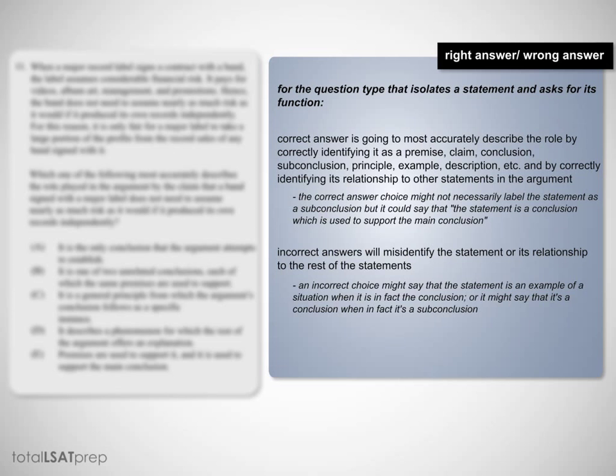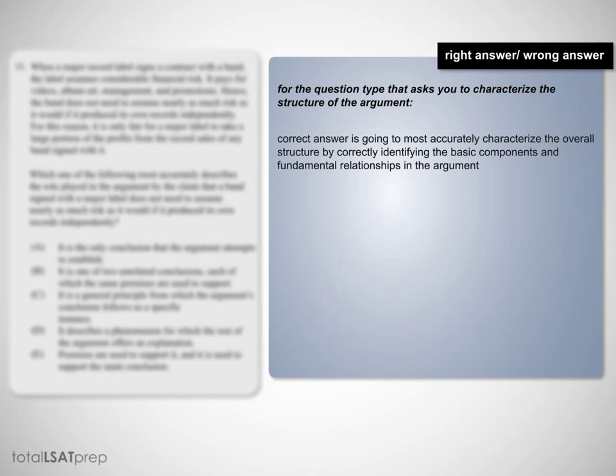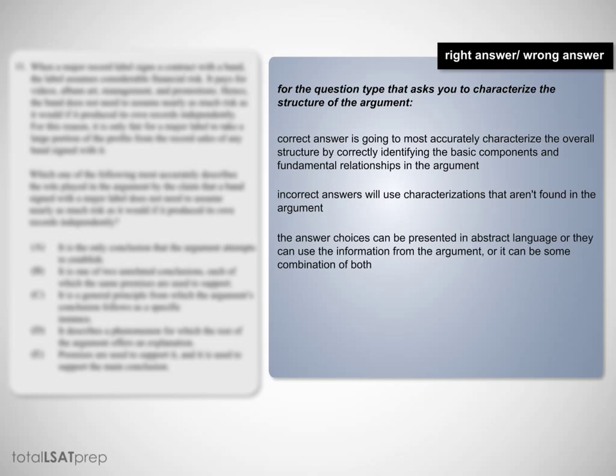In terms of the right answers and wrong answers, for the question type that asks you to characterize the structure of the argument, the correct answer is going to most accurately characterize the overall structure by correctly identifying the basic components and fundamental relationships in the argument. The incorrect answers will use characterizations that aren't found in the argument. And the answer choices can be presented in abstract language, once again, or they can use the information from the argument, or they can be a combination of the two.